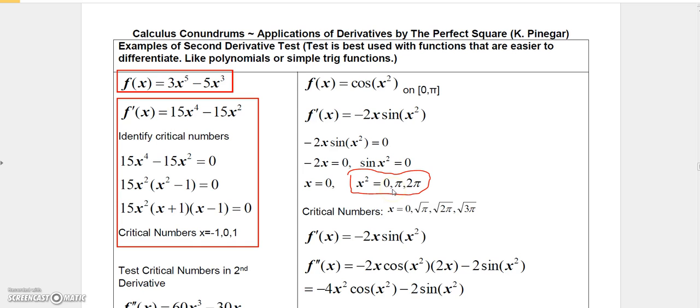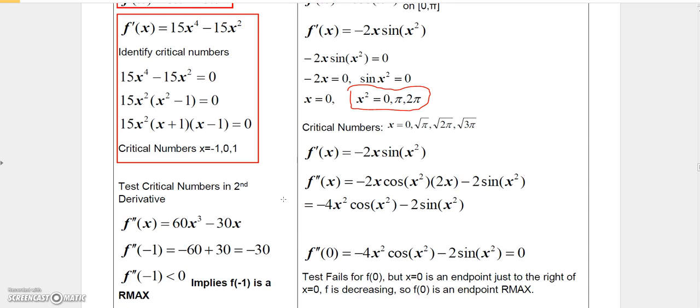Now I had to get a calculator and see how far I had to go out with these square roots. But it turned out that square root of 3 pi is just a little bit more than 3. And since pi is 3.14, square root of 3 pi falls within the range. But if you go out to square root of 4 pi, then that's going to be bigger than pi. So you can just skip that one. So we just get these numbers here. Now, those are my critical numbers.